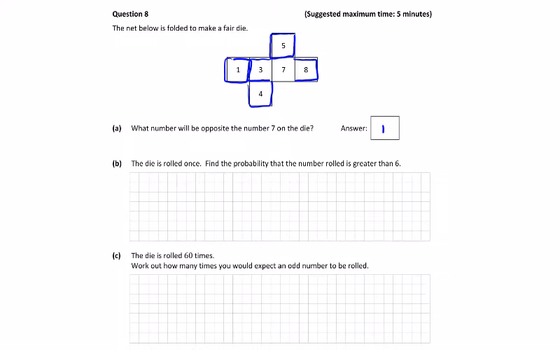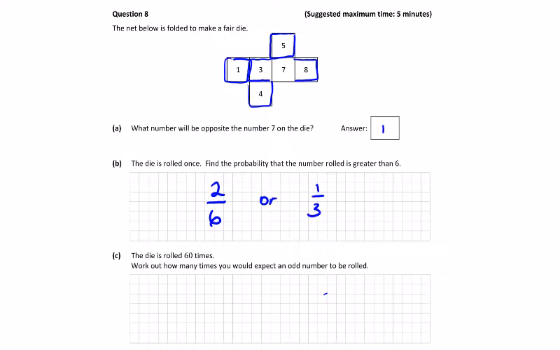The dice is rolled once. Find the probability that the number rolled is greater than 6. Well, this is 0. You can't. Oh no, hang on. It's not a fair dice. We have a 7 and an 8 here. So we have 2 possibilities to be greater than 6 out of a total of 6. So 2 over 6 or 1 over 3.